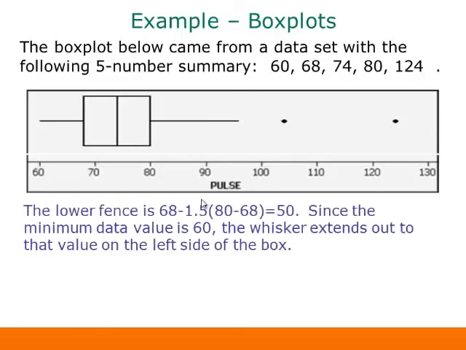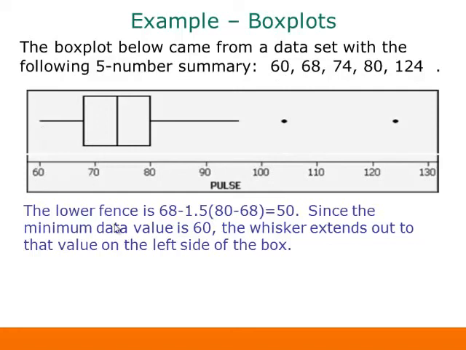Now we can actually tell what those fences are because we have our quartiles. So the lower fence would be our first quartile, 68, minus 1.5 times the interquartile range, which is Q3 minus Q1. So that would be 50. So our lower fence is actually all the way over here. Our minimum data value is 60, which we would know from looking at our 5-number summary. So the whisker just goes out to the 60.